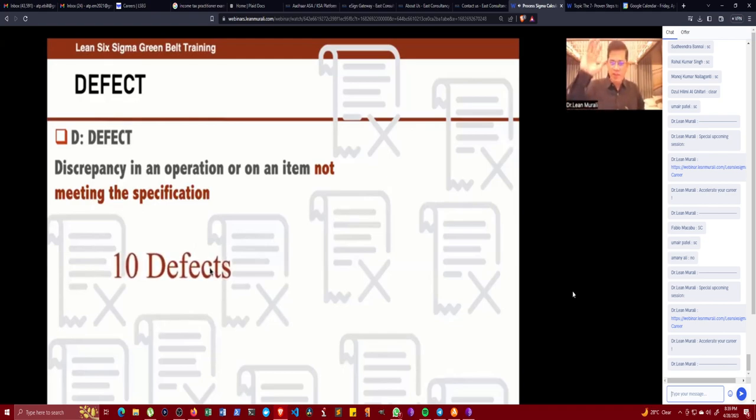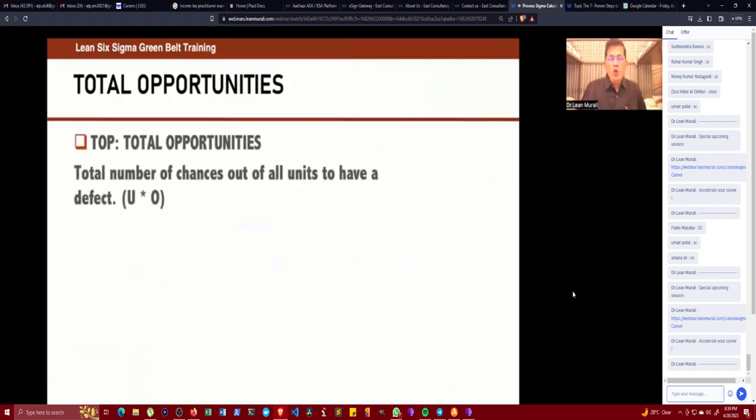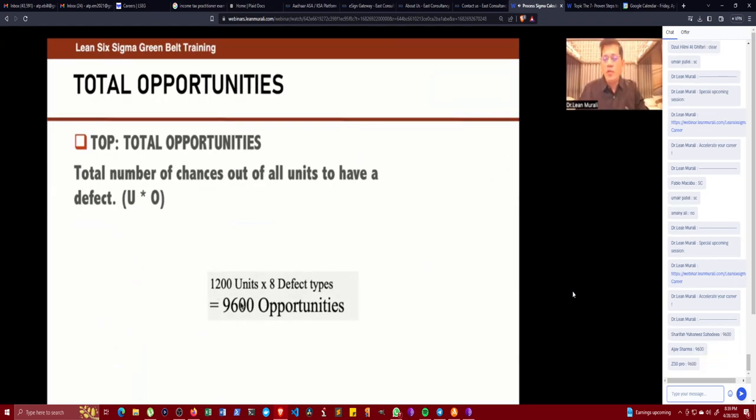Let's say there are 10 defects. Let's say that totally we find 10 defects in the invoice. Now, total opportunities: the total number of chances out of all the units to have defects. That is the number of units. Suppose you have 1200 units and there are 8 types of defects that we saw. So what is the total number of opportunities?